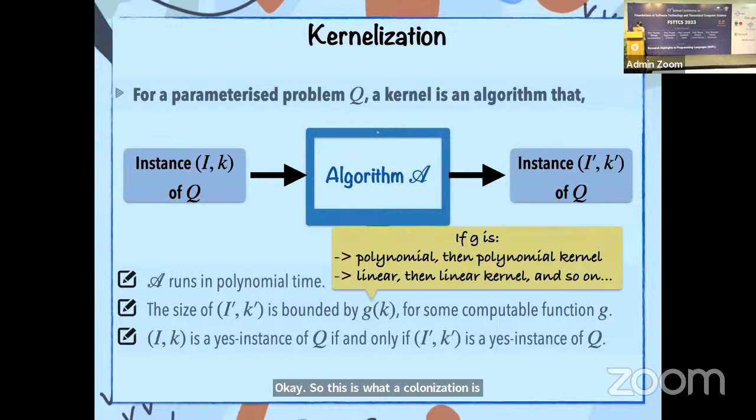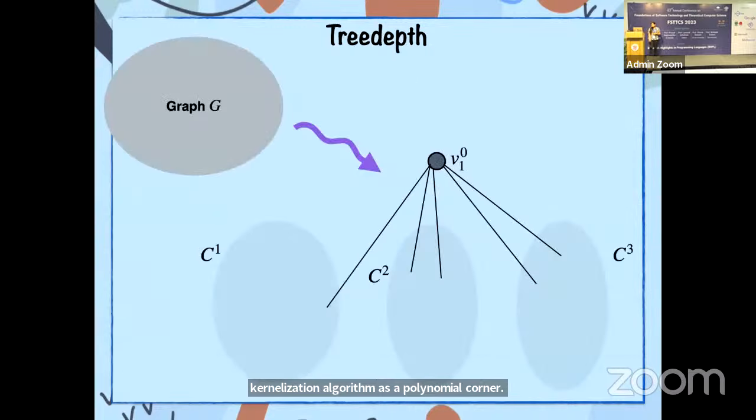So this is what a kernelization is. And based on what this function g is, if it is a polynomial function, then you call the resulting kernelization algorithm a polynomial kernel. If it's a linear function, then it's a linear kernel, and so on. So we'll understand two graph measures of how complicated our graphs are, starting with tree depth. You have already seen the definition of tree depth in the first talk, but I'll first introduce an alternate way to see what tree depth of a graph is.